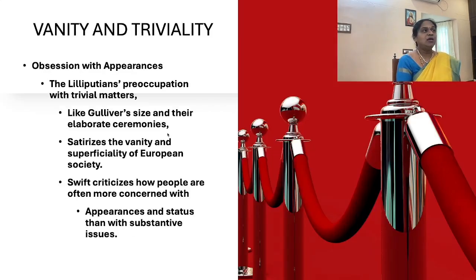Okay, then we go on to talk about the vanity and triviality. People are so obsessed with appearances. Even the women, when they came to see Gulliver, talk about their embroidered petticoats, how the queen dresses up in Lilliput, how the empress dresses up. So the Lilliputians are preoccupied with trivial matters, especially Gulliver's size and their elaborate ceremonies. They refer to Gulliver as Man Mountain. So it satirizes the vanity and superficiality of European society.